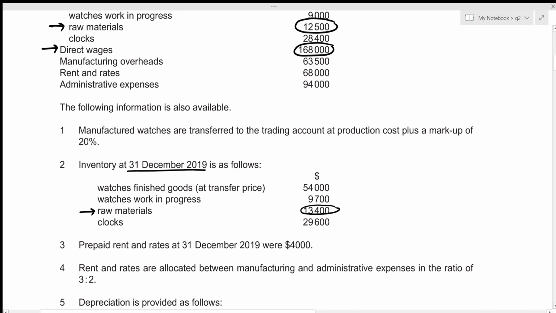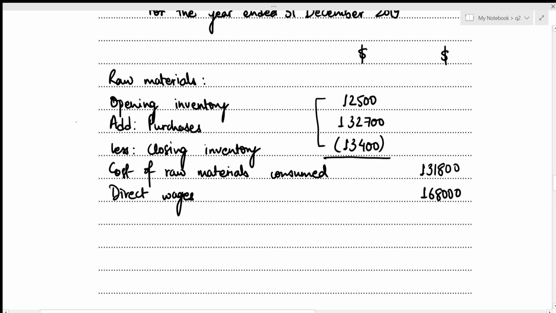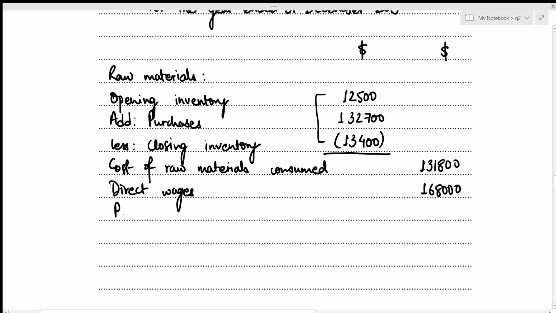Okay, let's see if we have any other direct expenses. So there are manufacturing overheads, rent and rates, administrative expenses. Okay, so these are all indirect expenses related to the factory, which means that all of our direct expenses are already recorded. So we can move towards figuring out the total of the direct expenses, which is also known as the prime cost. Now the prime cost would just be the sum of cost of raw materials consumed and the direct wages, which is 131,800 plus 168,000, which results in the value of 299,800.